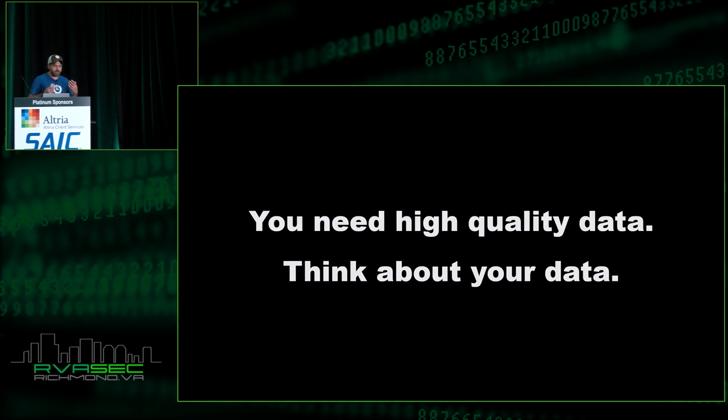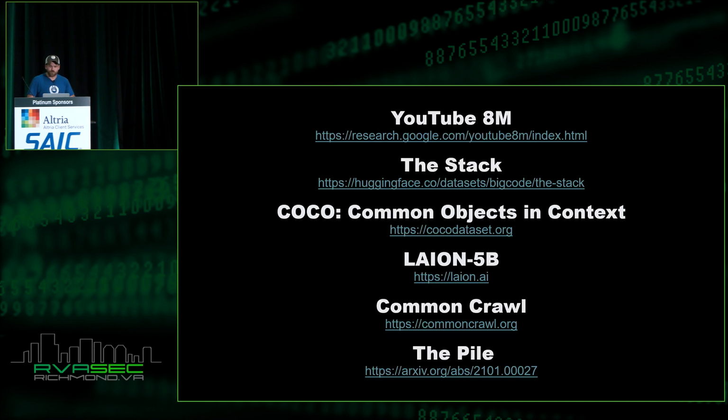You need to think about your data, right? You need high quality data. Anyway, there are a few really nice data sets that are pretty massive, actually. YouTube 8M is 6.1 million labeled and annotated videos. The Stack is 6 terabytes of source code. COCO is 330,000 images with labeled objects. LAION-5B is 5.85 billion text-image pairs. The Common Crawl is petabytes of web crawl data, and the Pile is 800 gigabytes of diverse text. Good stuff there. All free. Use it however you want.